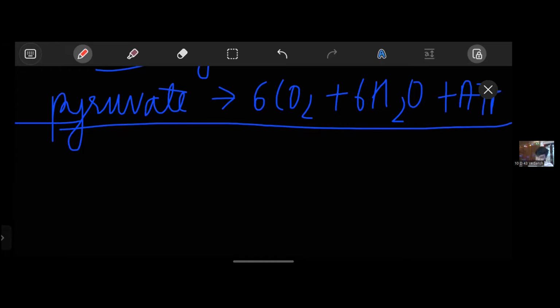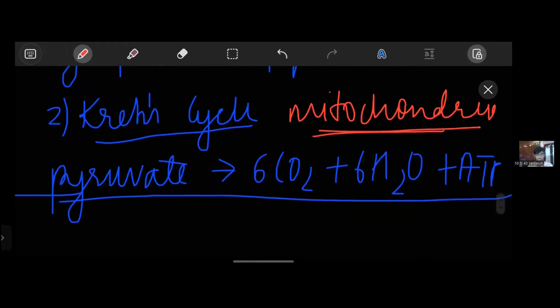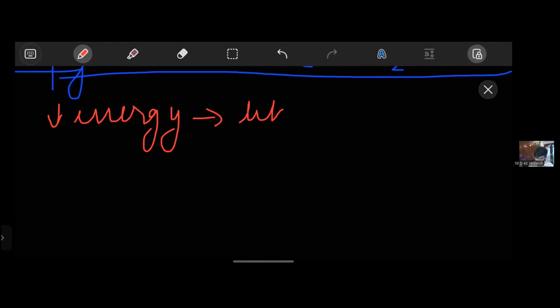Cool. Achha, this happens in mitochondria. Mitochondria is the powerhouse of the cell. सबको पता है, मीम भी बन चुका है आजकल बहुत गंदा वाला, mitochondria is the powerhouse of the cell. सो माइटोकॉन्ड्रिया होता है. ठीक. Now अब ये जो energy liberate हुआ, ठीक है, energy that is liberated is not always, everything is not liberated at once, right?